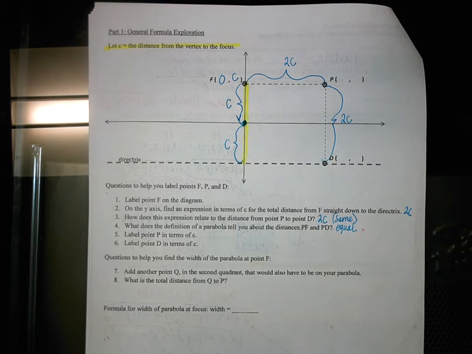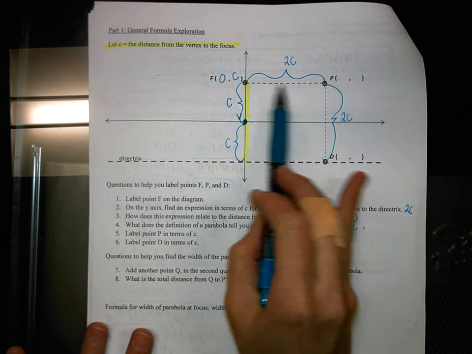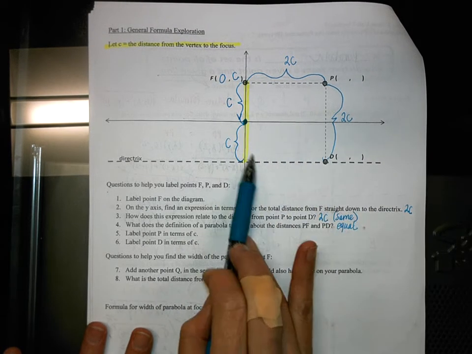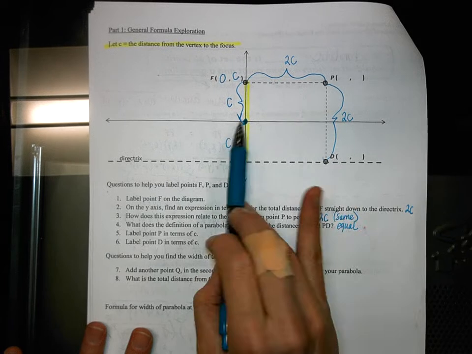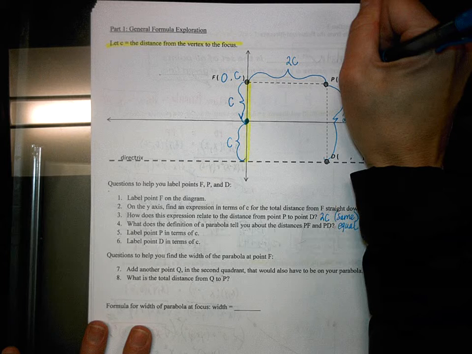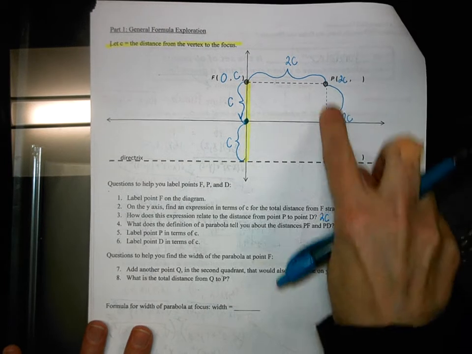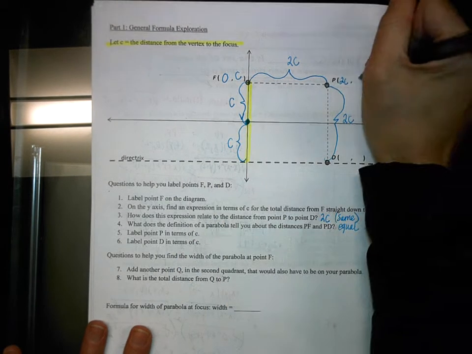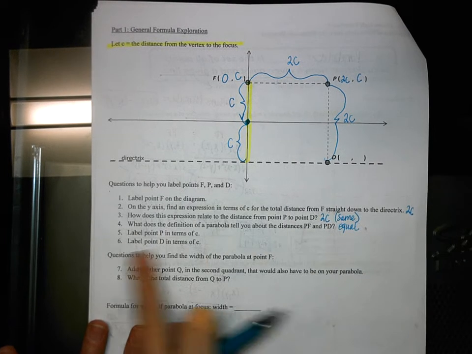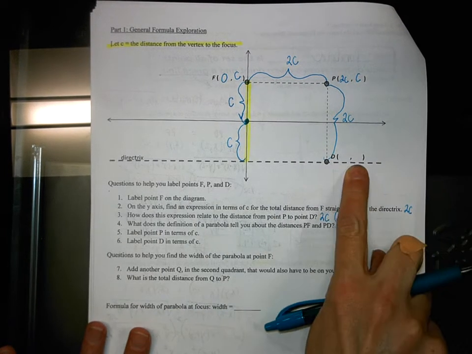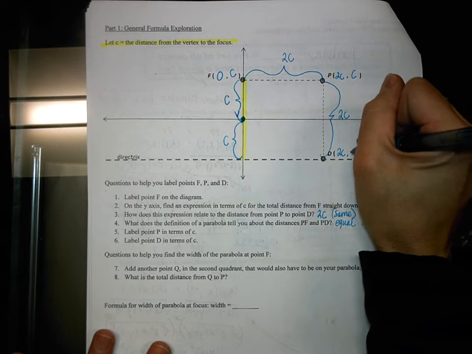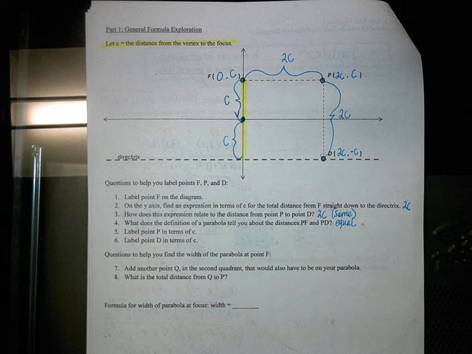So now let's label point P in terms of C. What you have to think about is if this distance right here is 2C, what's this distance right here? 2C. And what's this distance right here? 2C. So on the X, how far am I going over? 2C. And then how far did I go up? Just C. For point D, in terms of C, what would this be? 2C and negative C. Because we're going down, it would be negative C.